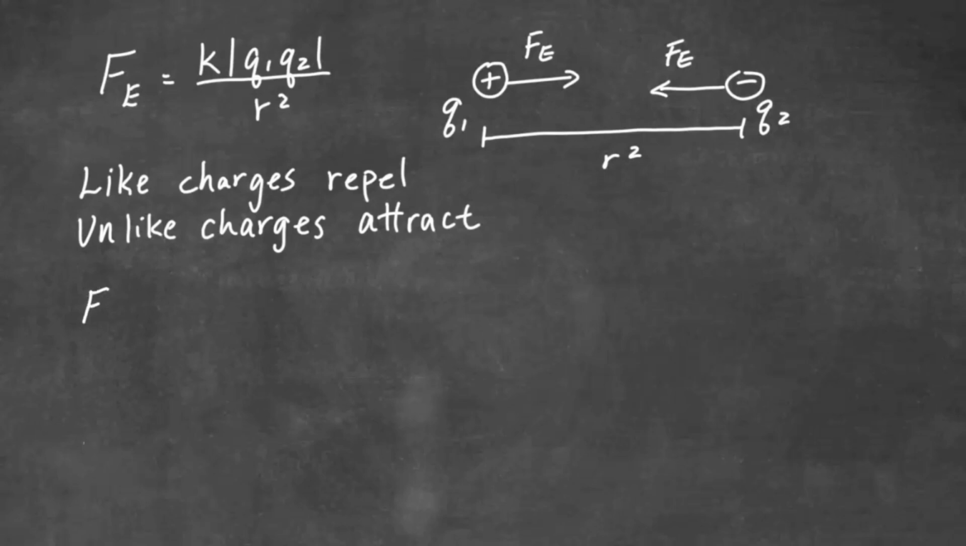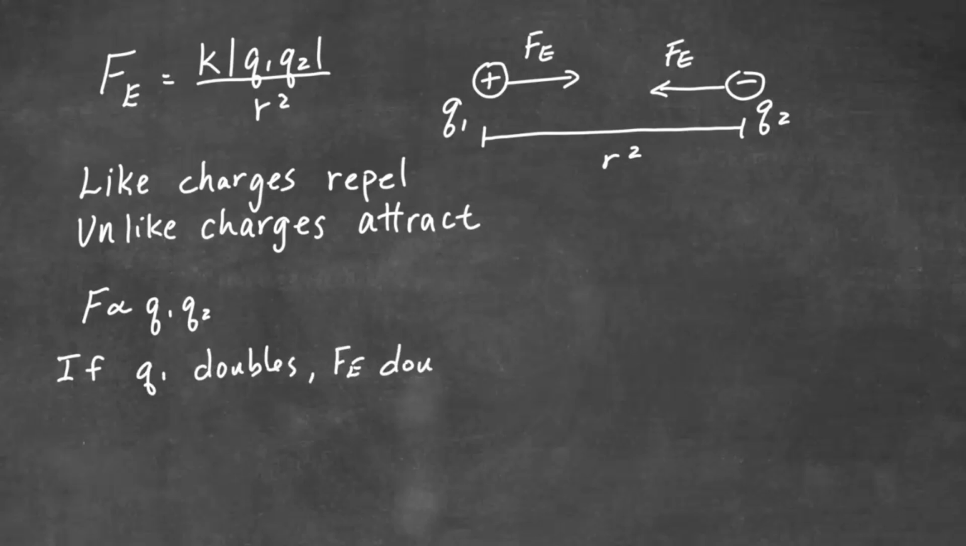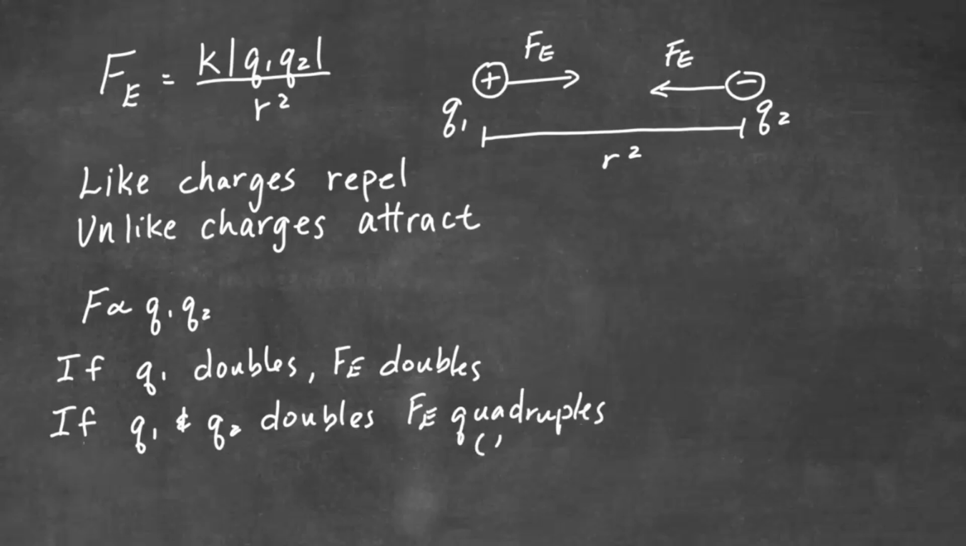Now we'll look at the relationship between the electrostatic force and the charges. The electrostatic force and the charges are directly proportional. So here's an example. If charge Q1 doubles, then the electrostatic force will also double, because as you increase the charge, you increase the electrostatic force. If the charges Q1 and Q2 both double, then the electrostatic force will quadruple, 4 times. So once again, as the charge increases, the electrostatic force will increase, and the electrostatic force is directly proportional to the product of the two charges.